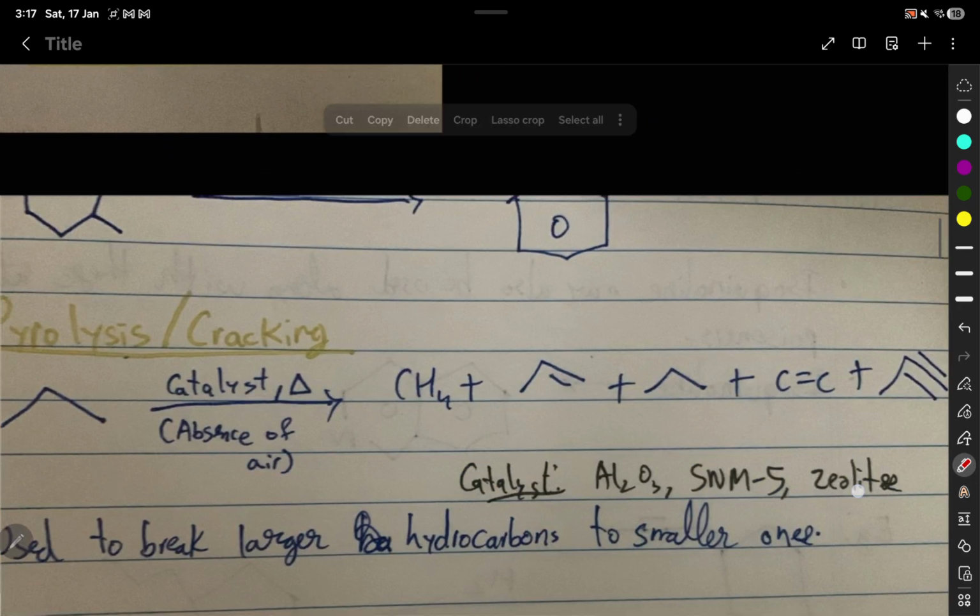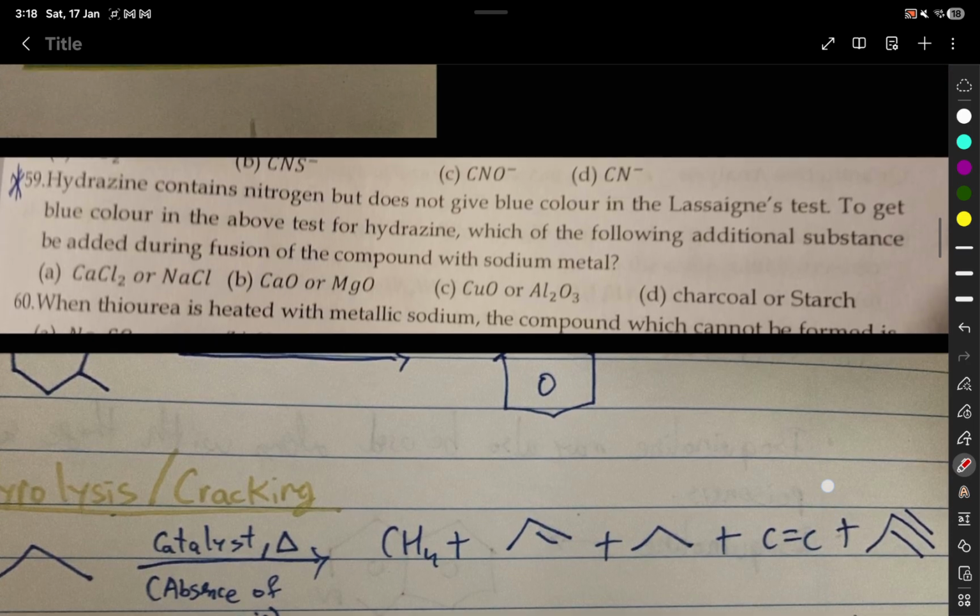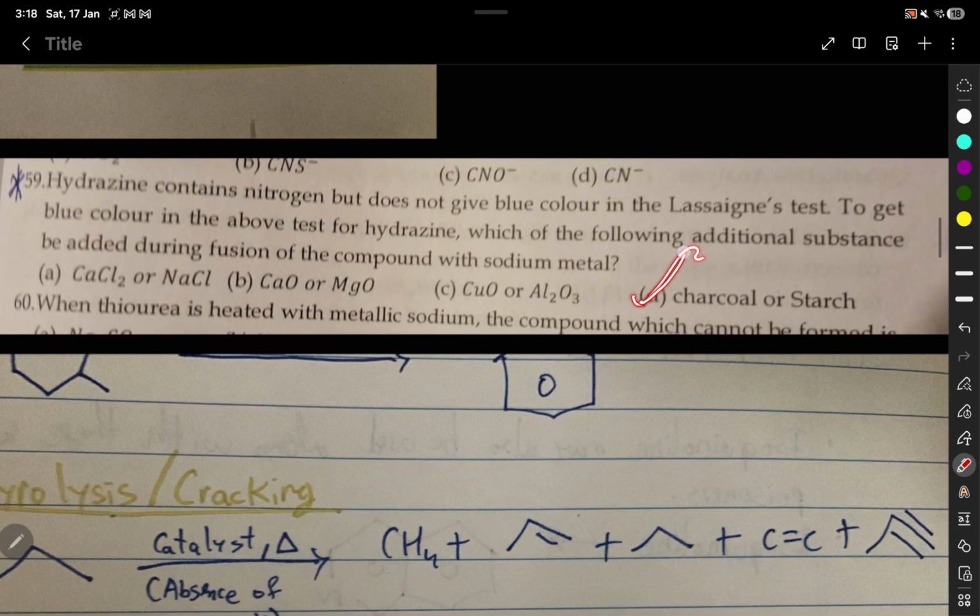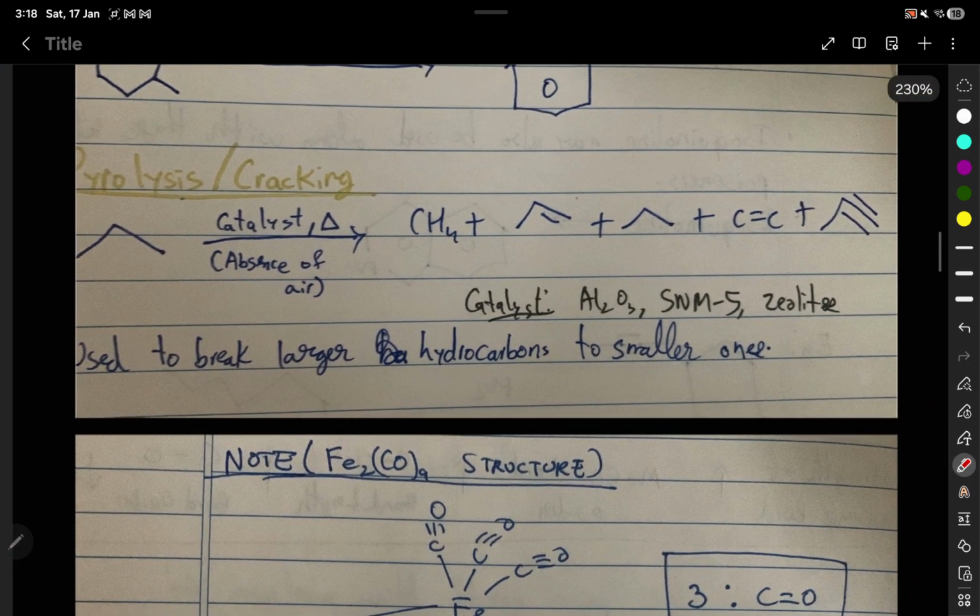Okay, and then I'll be skipping that one because I'm not sure about the answer, but I know the answer is D, but I don't know the logic. Basically, hydrazine contains nitrogen but does not give blue color in the Lassaigne test. I think mainly it is because hydrazine is NH2-NH2, right? And it does not contain carbon, so it can't create that CN stuff. But I'm not sure. Correct me if you're watching this video.